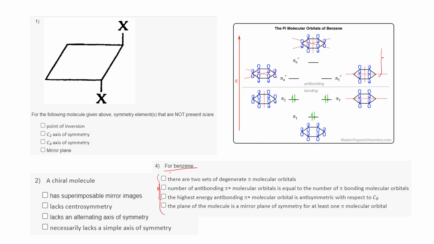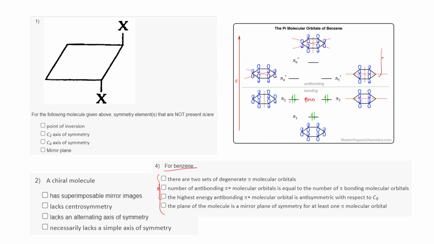So see, for benzene the option is: there are two sets of degenerate pi orbitals. Is it correct here from this picture? What can you see? Degenerate means the energy will be the same. Yes. So as you can see, pi 2 and pi 3, these are bonding MOs, right? But they have the same energy, right?